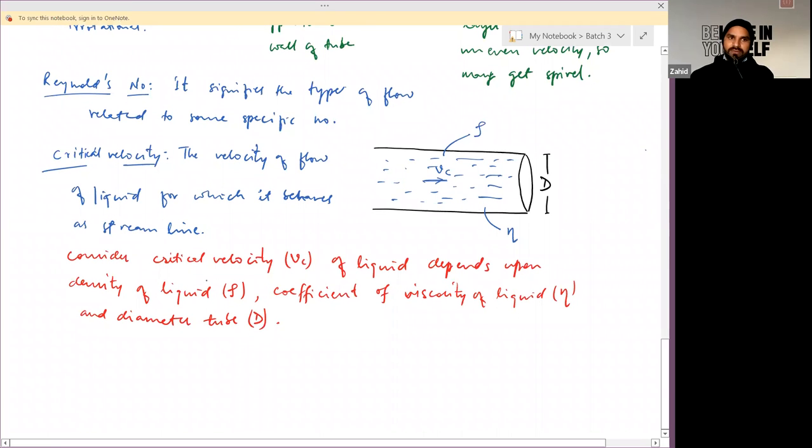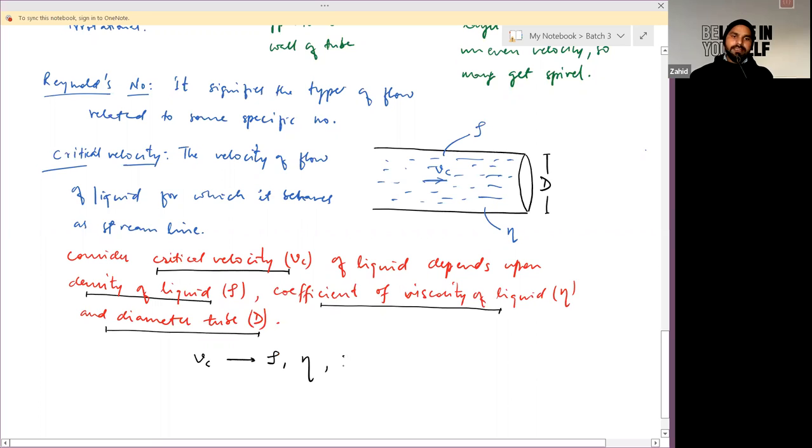In this part, we have to calculate critical velocity. That is the quantity which we have to calculate. Next are the depending factors. First is density of liquid. Next is coefficient of viscosity. And third is diameter of the tube. So we can write critical velocity having depending factors density, coefficient of viscosity, and diameter.